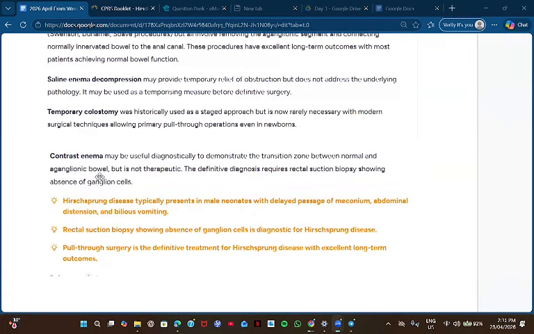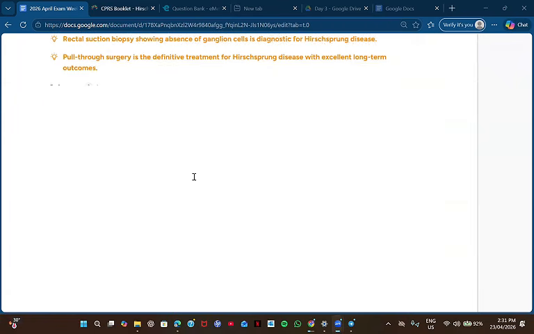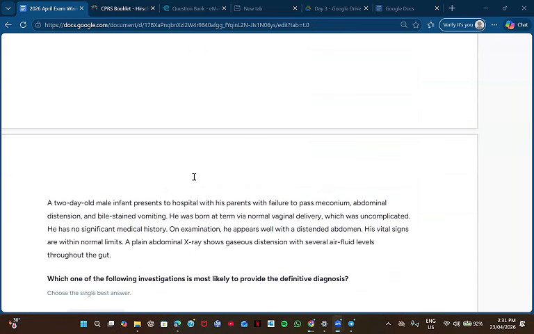What about contrast enema? It may be useful diagnostically to demonstrate the transition zone between normal and aganglionic bowel, but it's not therapeutic, right? The definitive diagnosis requires rectal suction biopsy showing absence of ganglion cells, right? Very important points. Okay, next question.